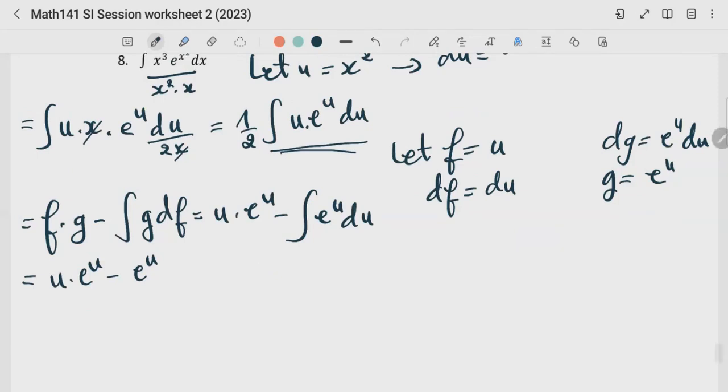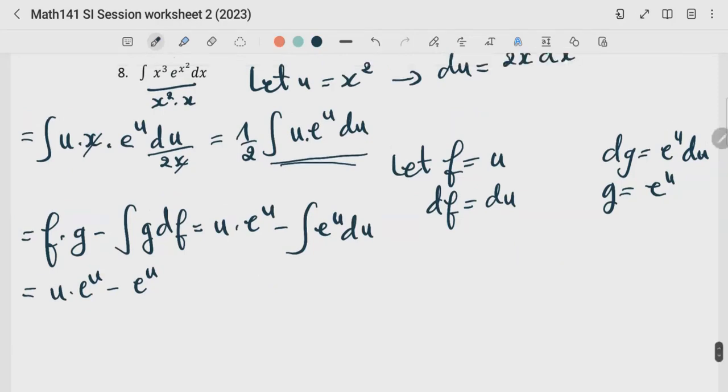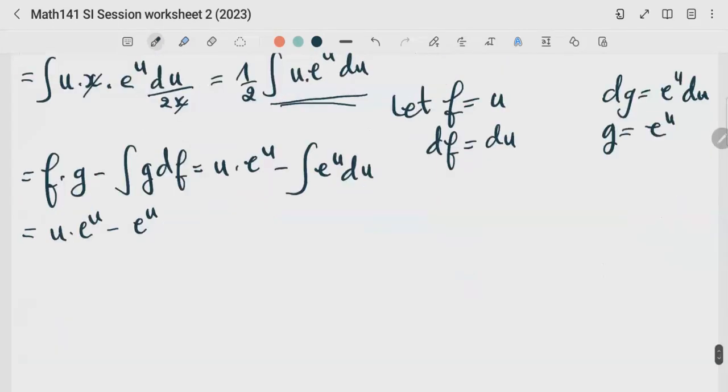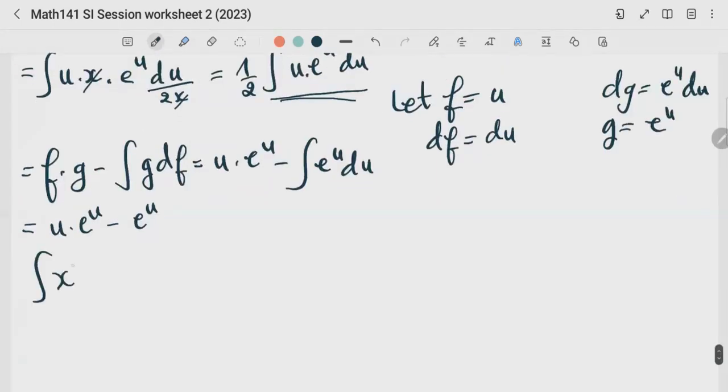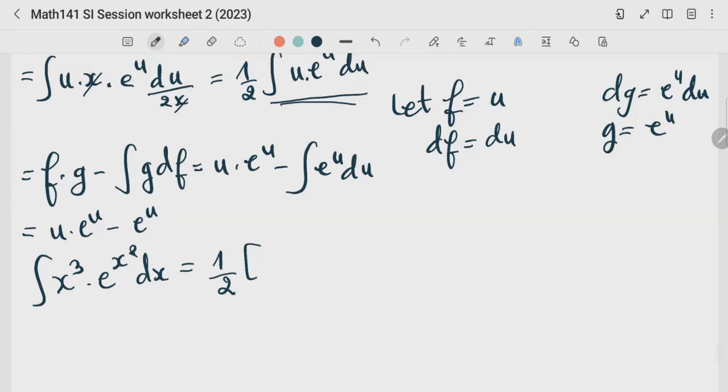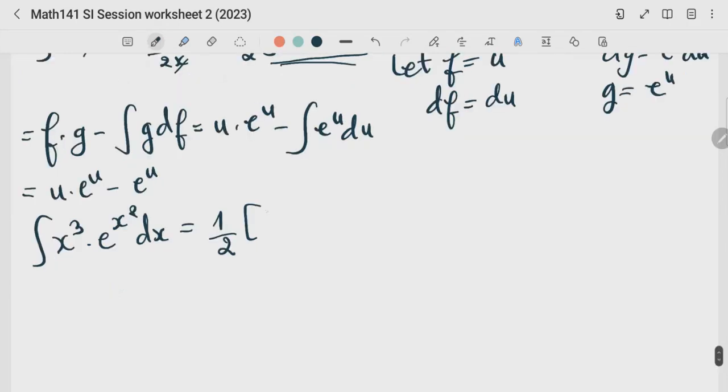So now that we have that, we can bring it back to the expression there and multiply this by 1/2, right? So our original expression, which was the integral of x cubed times e to the x squared dx, is therefore equal to 1/2 multiplied into this. We substituted u with x squared, so we would have x squared times e to the x squared minus e to the x squared.